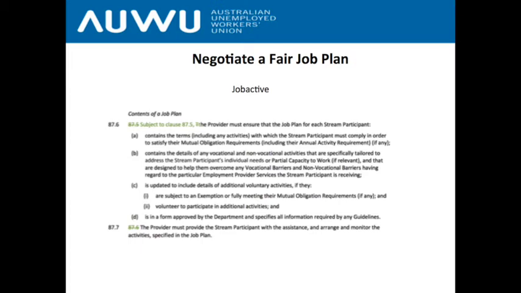And it's meant to be updated to include any details of voluntary activities that the unemployed worker may be participating in. What is assumed here is that the job plan is a living, breathing document, and it's meant to be updated at every point that the circumstances of the unemployed worker change. You can see they're designed to help them overcome any vocational or non-vocational barriers. So that's a very, very broad statement, which means that unemployed workers can go in and renegotiate their job plan at any point.